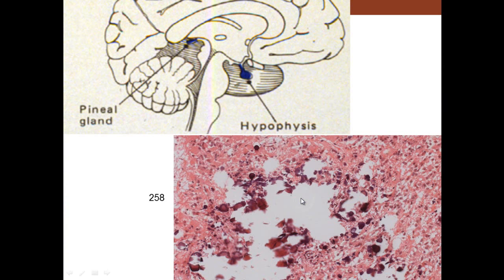Now, in addition to the pituitary, we also have a pineal gland sitting right at the base of the brain, as we see there too.